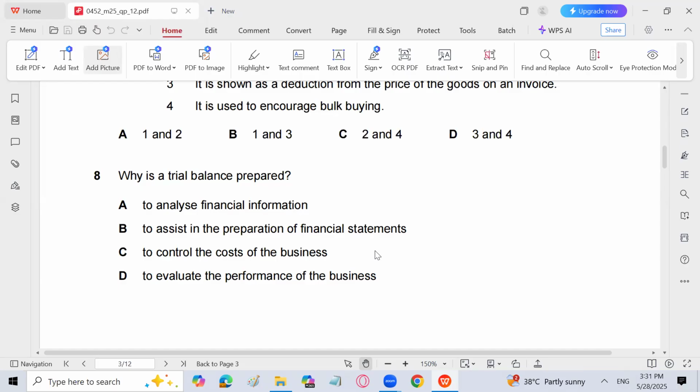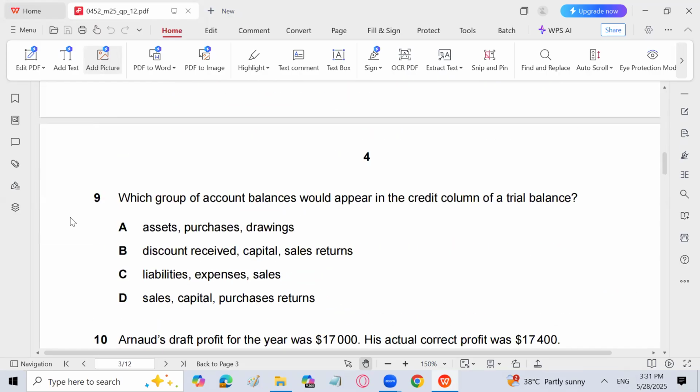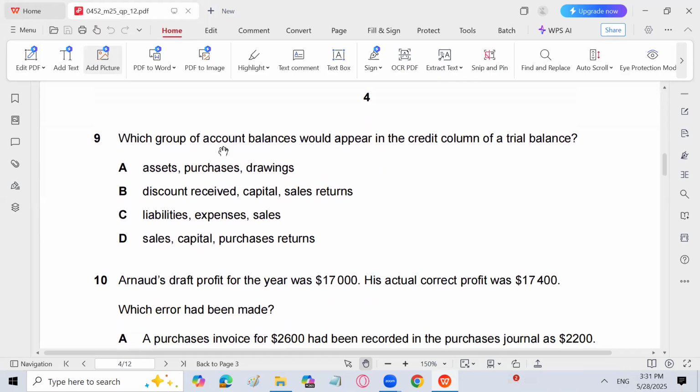without a trial balance. Okay. Next, which group of account balances would appear in the credit column of a trial balance? Or you can say, which accounts are going to have a credit? Assets, purchases, drawings are wrong, assets are debit. Discount receipt credit, capital credit, sales return is debit so wrong, liability credit, expenses wrong, sales credit, capital credit, purchase return credit. So D is the answer, because sales is always credit, capital is always credit, and purchase return is always credit.